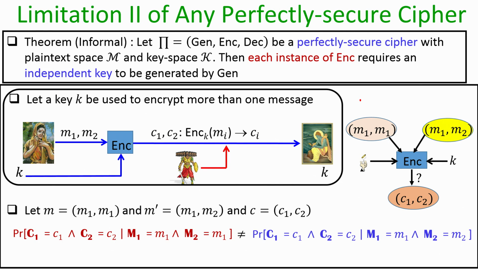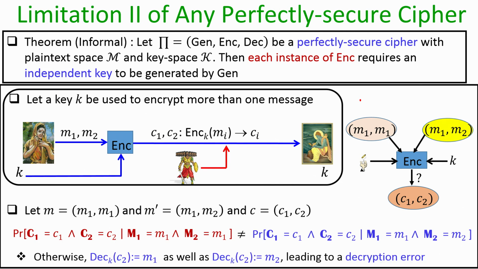Then it means a decryption error, because if you decrypt the ciphertext C2 using the key K, it should lead you back to the plain text M1, as well as it should lead you back to the plain text M2, which means that there is a correctness error in your encryption process. That means there is a decryption error in your encryption process, which is a violation of the fact that your encryption process is secure, because one of the requirements of any secure cipher is the correctness requirement, which demands that your decryption should be unambiguous.